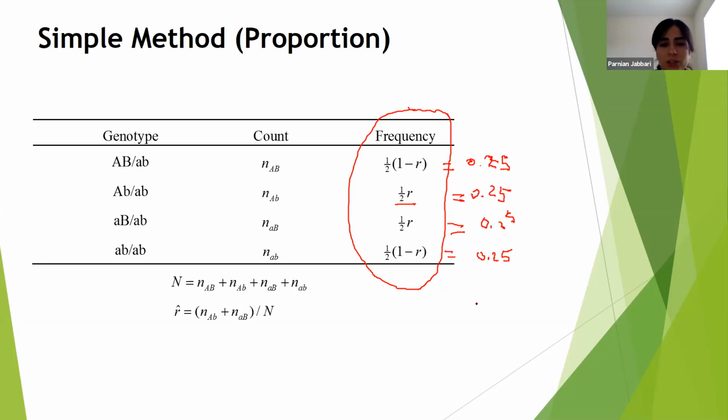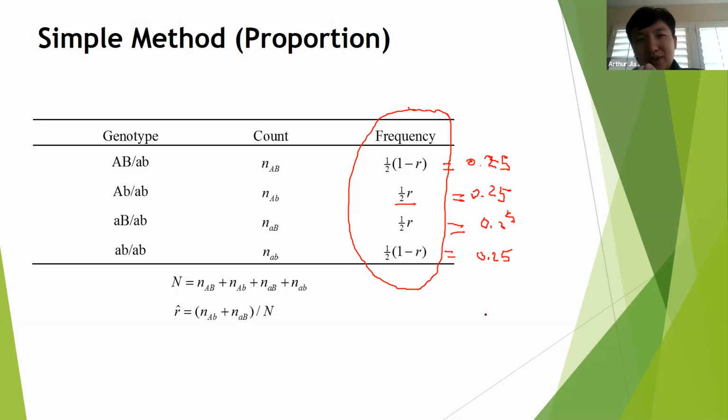I have one question. The whole point of finding R was to see whether genes were linked, and now by finding R, we are saying that these genes are not linked. Is that right? Yes, I think you're right.